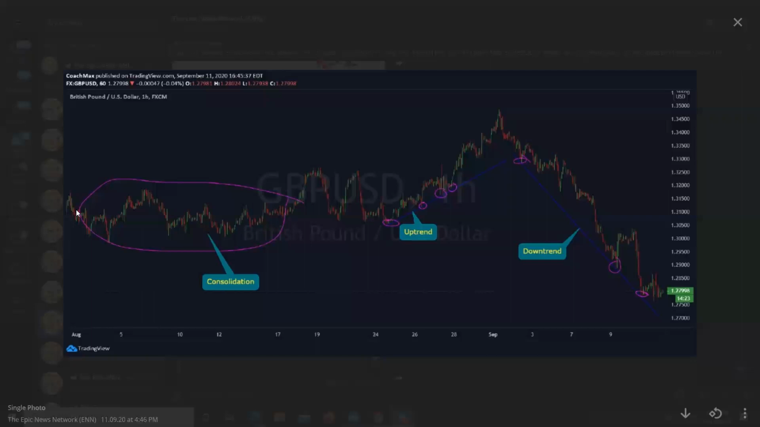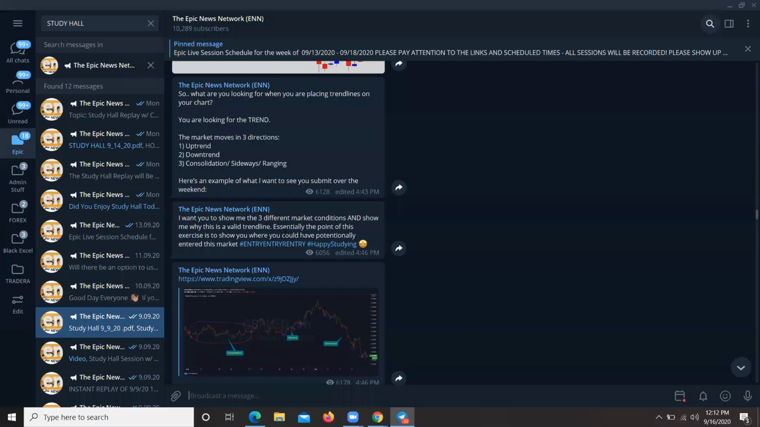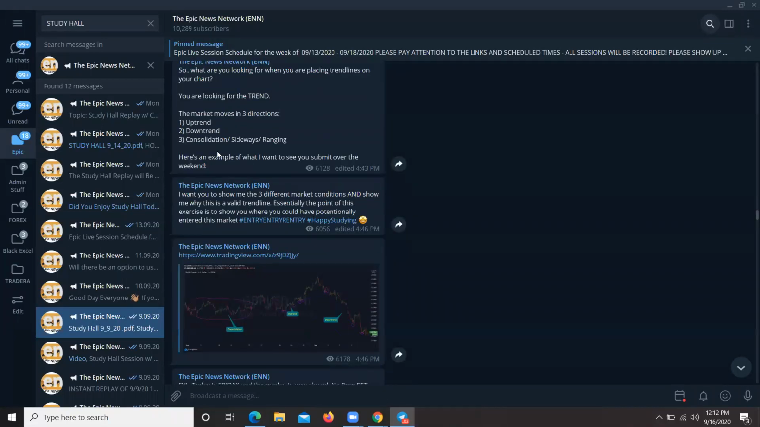Okay, I posted an example of consolidation. I posted an example of an uptrend and a downtrend. Valid lines. This is what it's supposed to look like, right? Any pair. This is how I want y'all to practice. I posted the notes for the market moves in 3 directions, right? What should you be looking at, right?